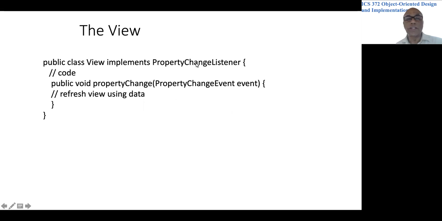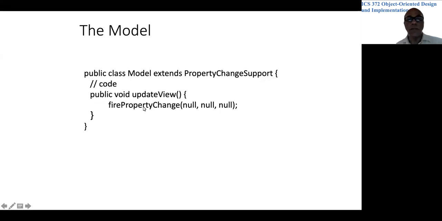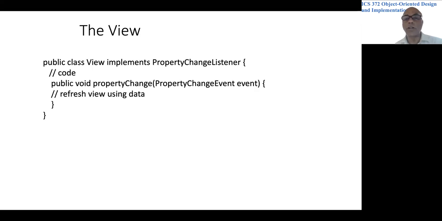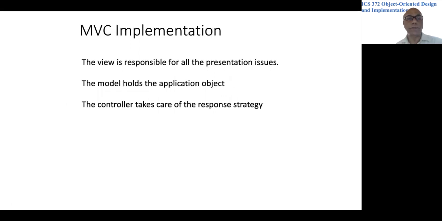The view is a listener. As the model changes, this method, property change, gets called as the model issues the fire property change method call, and the event information is passed here, and the view could have a strategy to pull or get information pushed from the model.